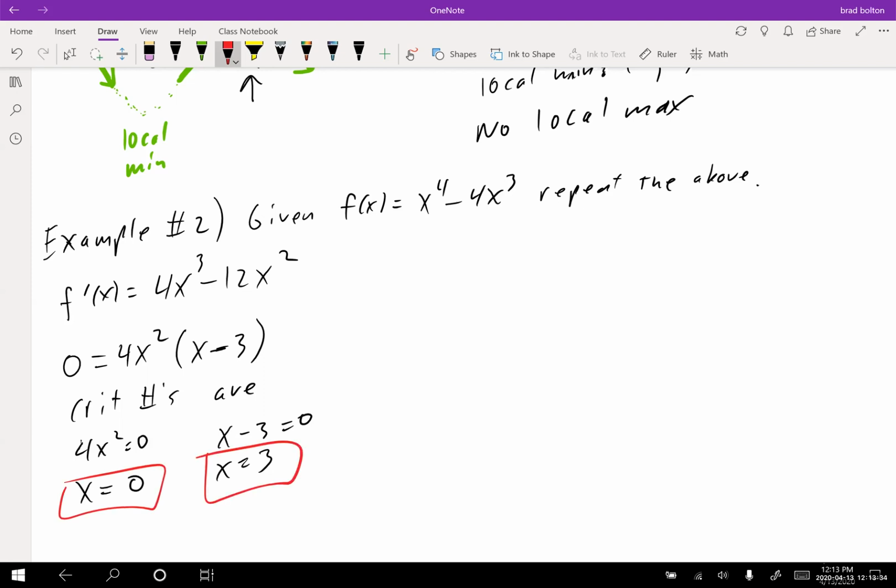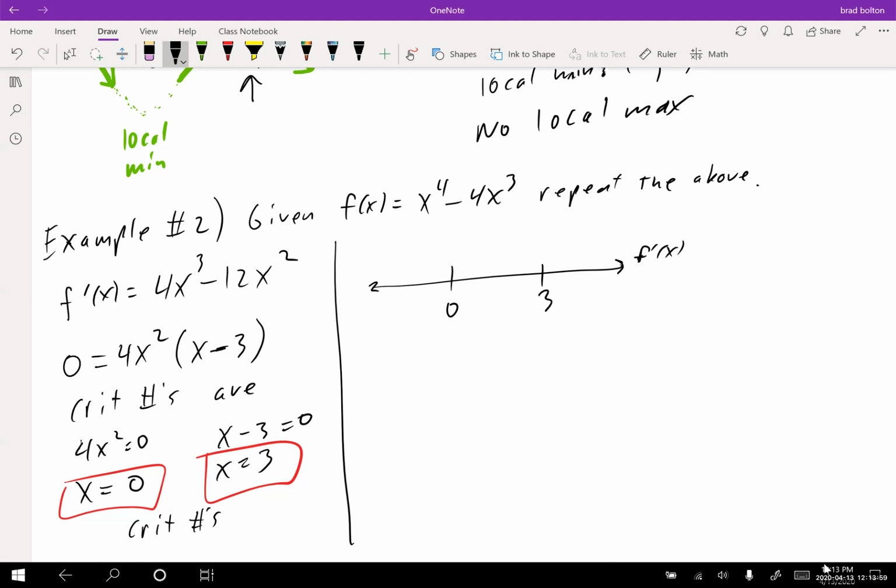So these are my two critical numbers. And I know they're in the domain. How do I so quickly know they're in the domain? Well, it's a polynomial, and I know polynomials don't have domain issues. So both of these are going to be critical numbers. Okay, so I'm going to come over here and draw my little sign chart. This is my x, and I'm going to use 0 and 3.